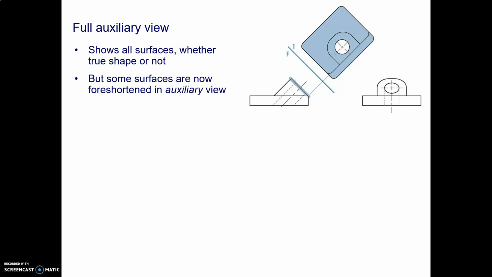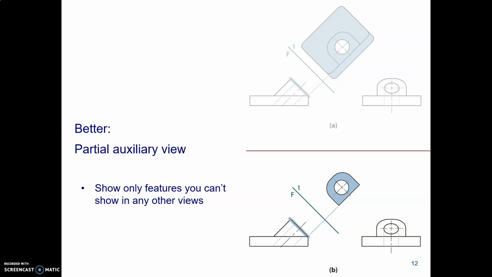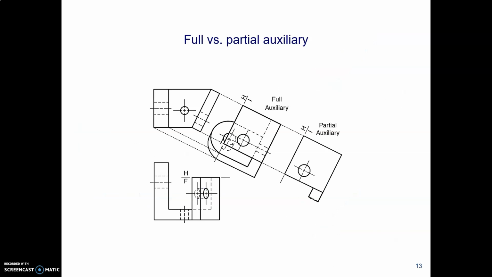Now, if you project everything you might see in an auxiliary view, you'll wind up with some other features that are foreshortened, and that might not be helpful. So usually we draw what's called a partial auxiliary view. We do not project all of the features, we only project the one we want to show in the auxiliary view for purposes of dimensioning or something.